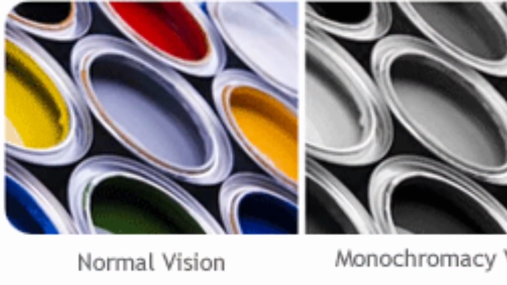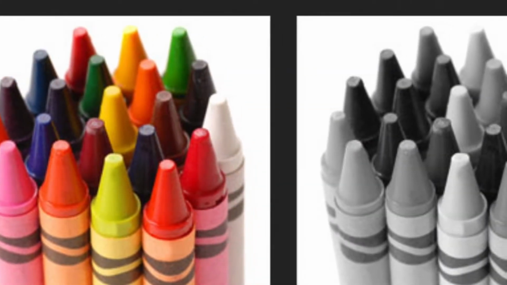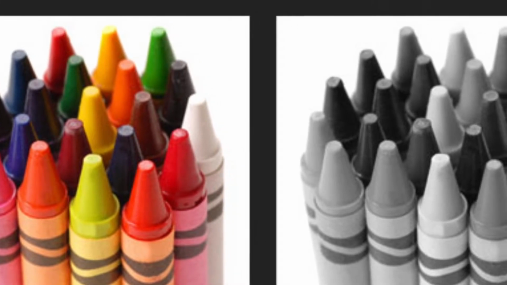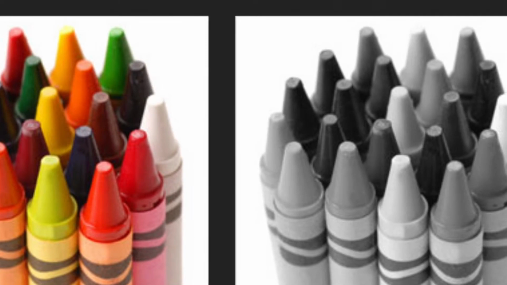Final type of color blindness is monochromacy. This is when your retina is completely absent of all 3 types of cones. This causes you to only see in different shades of black, gray, and white. But this form is extremely rare and only occurs in about 1 out of every 33,000 people.